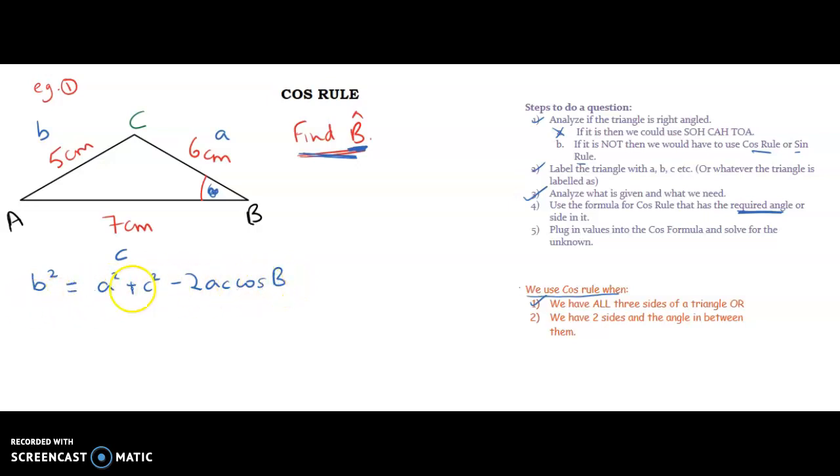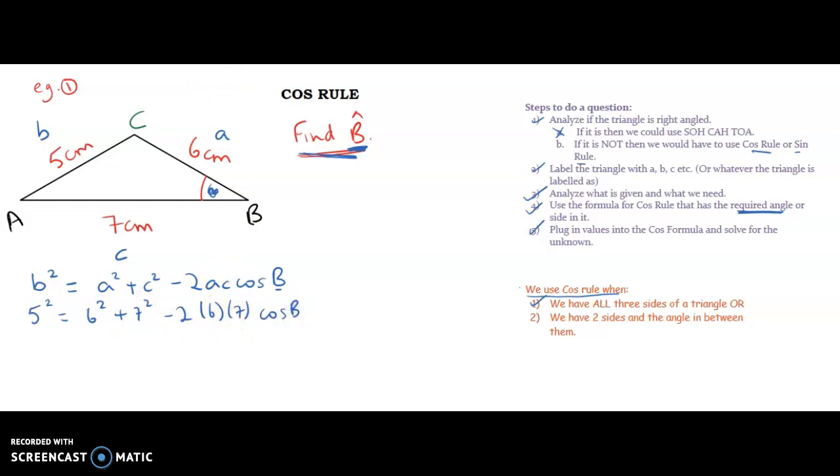Now the reason why I use the one with B is because say I use the one for A, then I'll be finding angle A down here. Or if I use for C, similarly angle C. So now it's time to plug in the values for the cos formula and solve. So now we're ready to do this piece. So what is b? b is actually 5, so that'll be 5 squared is equal to 6 squared plus 7 squared minus 2 by 6 by 7 cos of B.